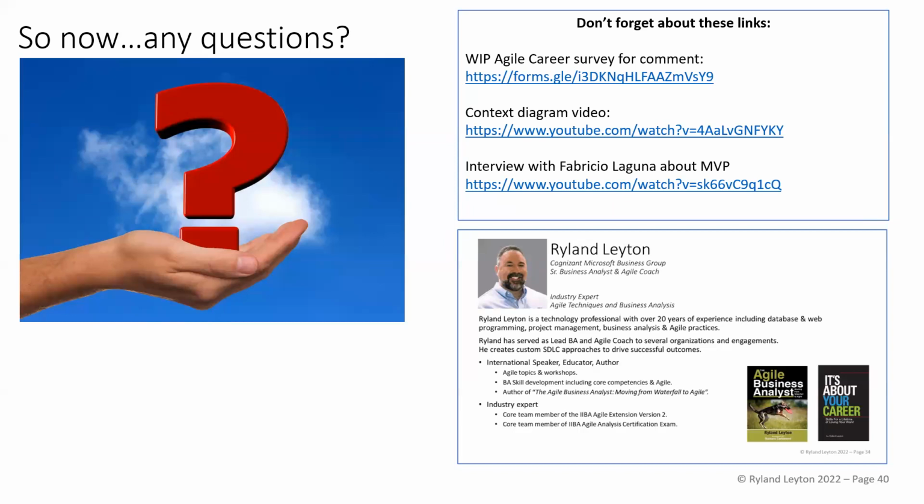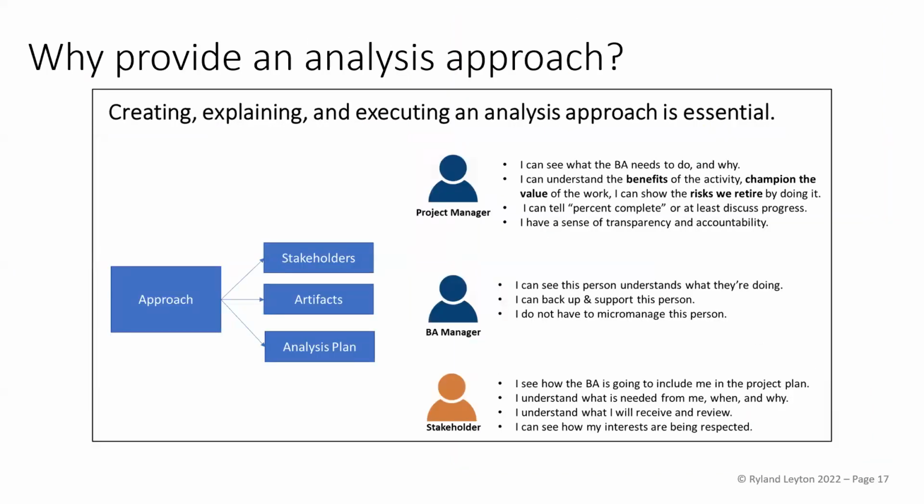So the context diagram is not just useful for the BA or the product owner or the PM, but it's useful for all the stakeholders. It seems to help everybody get on the same page and aligned. And the things that we do after that, people really appreciate that.